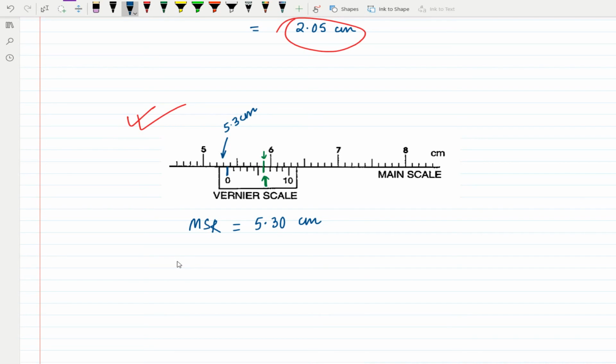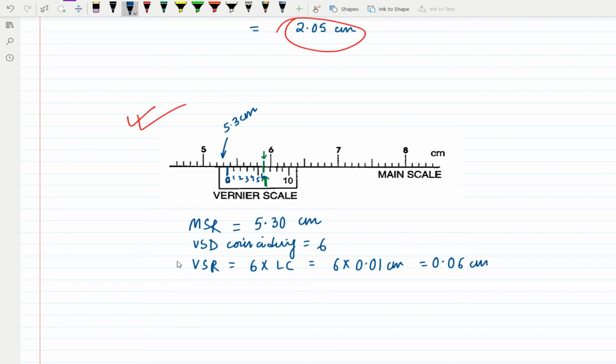So how much is that division? The vernier scale division coinciding: this is 0, this is 1, 2, 3, 4, 5, and this is 6, so it is 6. So what is the vernier scale reading? Vernier scale reading will be 6 into least count. 6 into the least count of 0.01 centimeter is 0.06 centimeter.